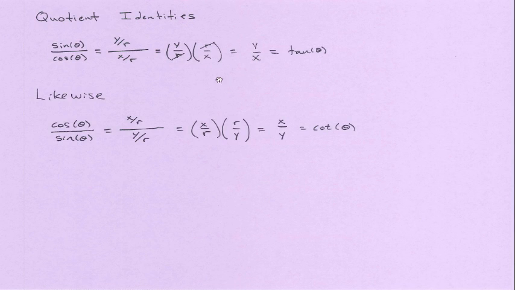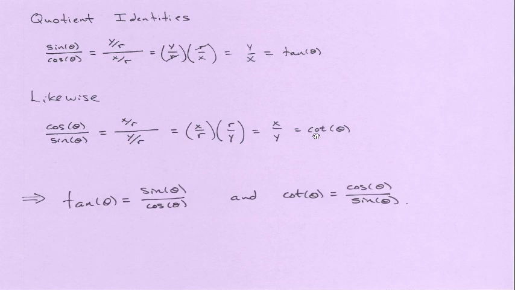We do the same thing with cotangent. So if we start with cosine of theta over sine of theta, x over r divided by y over r, divided by a fraction, multiplied by the reciprocal, the r's cancel, we get x over y, which is cotangent of theta. So we get our quotient identities that tangent of theta is sine of theta over cosine of theta, and cotangent of theta is cosine of theta over sine of theta.